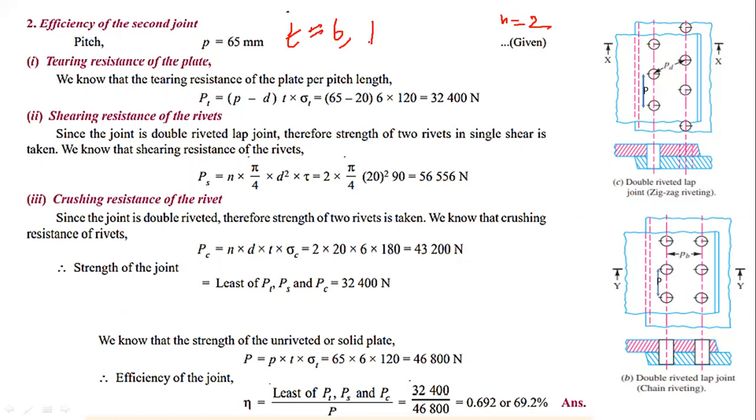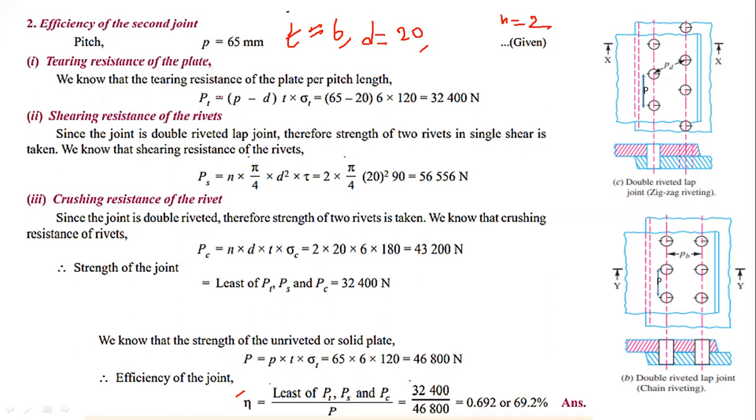And the diameter of the rivet D equal to 20 mm. By using these three values, we have to find out the percentage of efficiency.